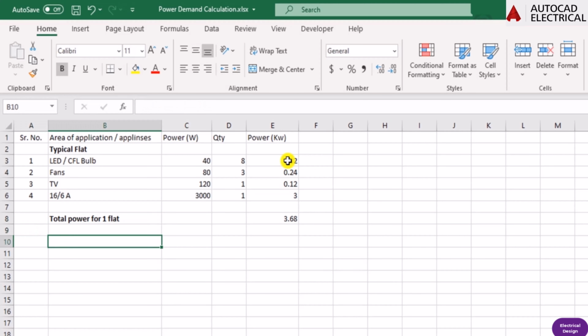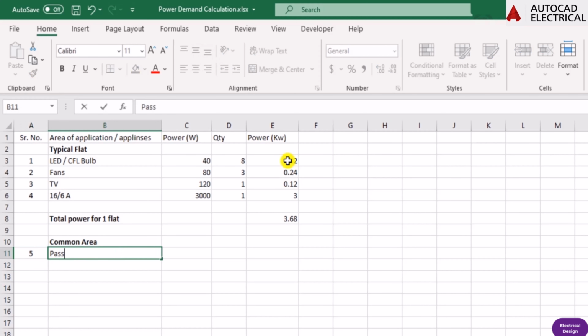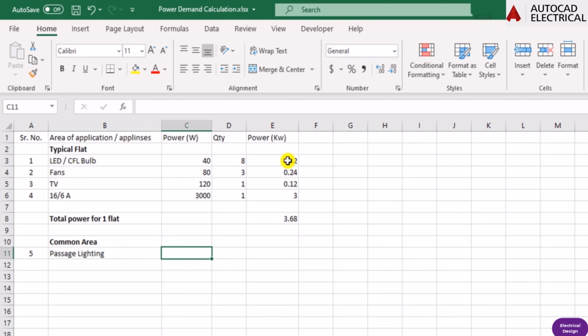Now we need to calculate the common area like lift, passage, corridors, etc. For that, I will calculate first for the common area. For the passage lighting, one bulb requires 40 watts, and if in the passage the entire building has 100 bulbs, the power required for those 100 bulbs is approximately 4 kilowatts.